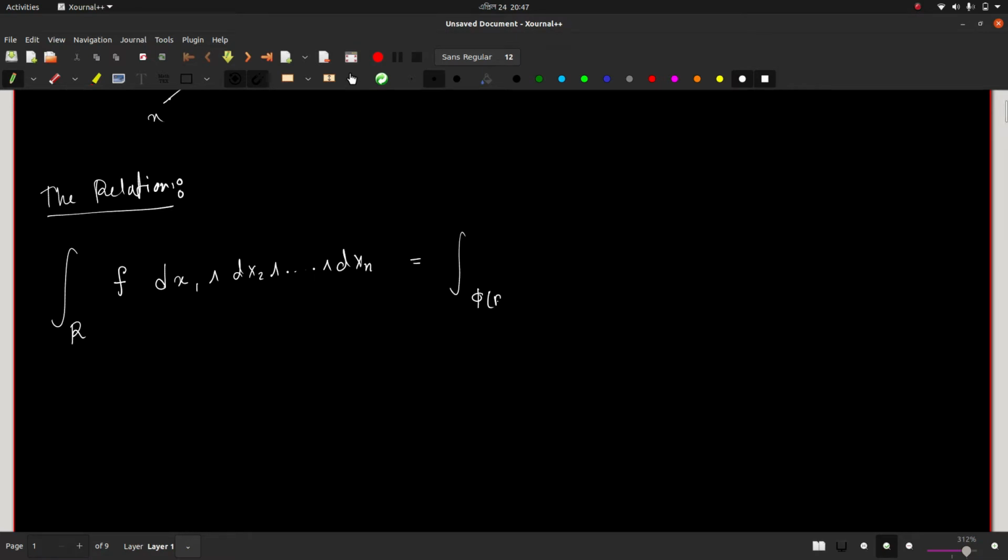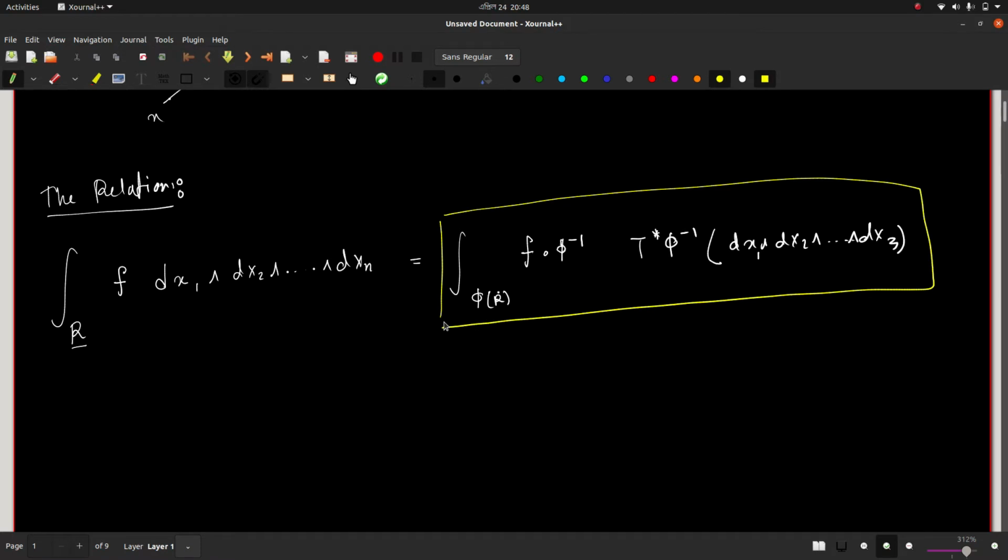some phi of r. That means this region is getting mapped with some mapping that is denoted with phi, and f will get mapped with phi inverse. This dot like thing over here is also known as a binary operation, and then there will be a pullback mapping on the differential forms. In fact, this is the tool that will enable us to compute integrals involving differential forms.